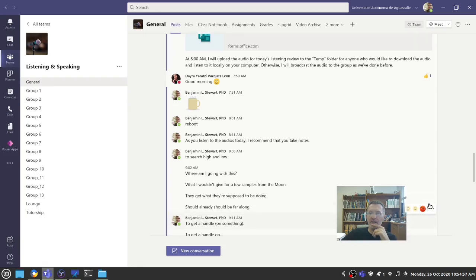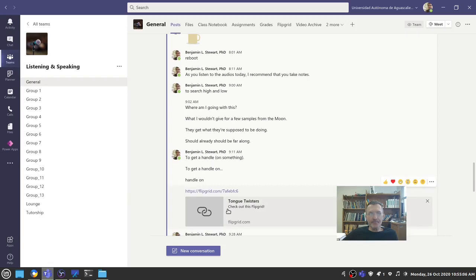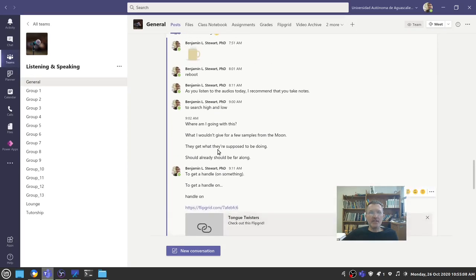"Should already be far along," that should read. We looked at that. To get a handle or to have a handle on something. We talked about that as well. So take a look at these keywords. These were idiomatic expressions that were used in the TOEFL audio recordings that we listened to this morning.